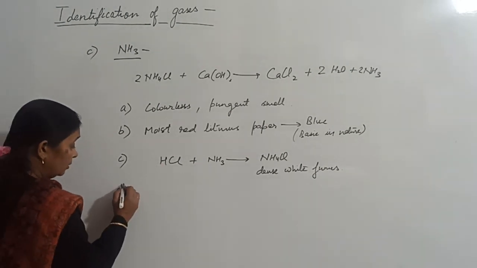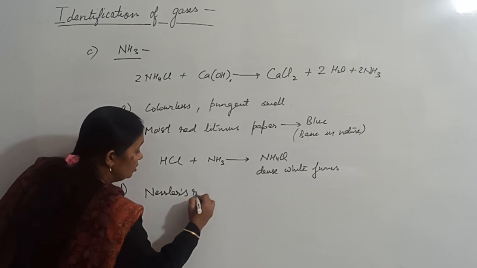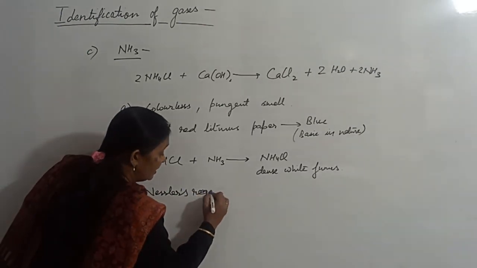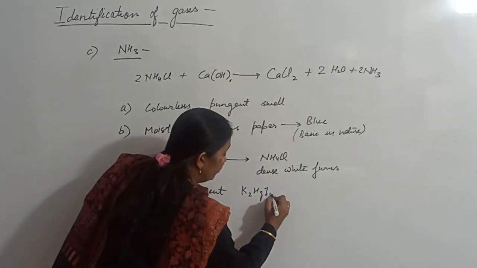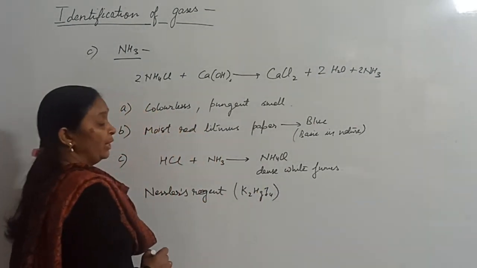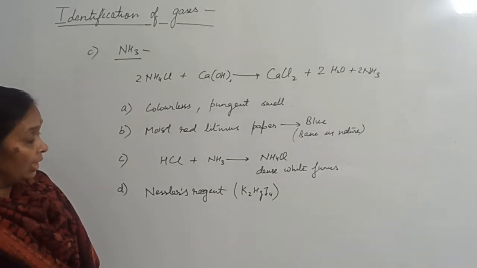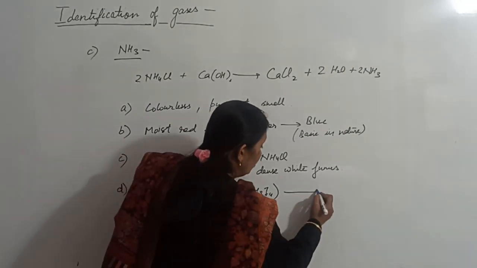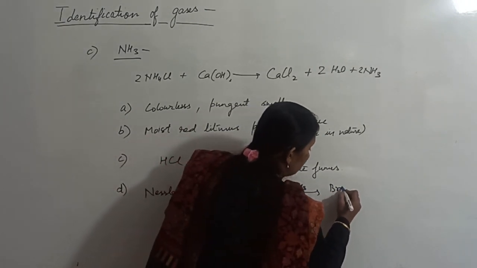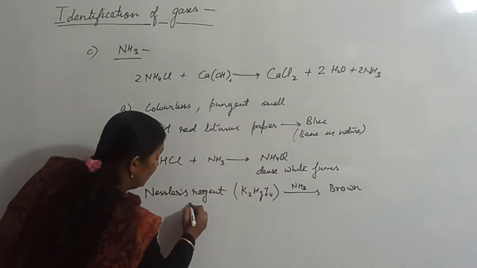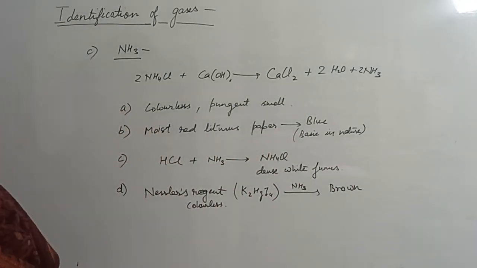If you take Nessler's reagent, Nessler's reagent is K2HgI4, that is potassium mercuric iodide. This Nessler's reagent is actually colorless. On passing ammonia through it, it turns from colorless to brown. So this is one test for ammonia.